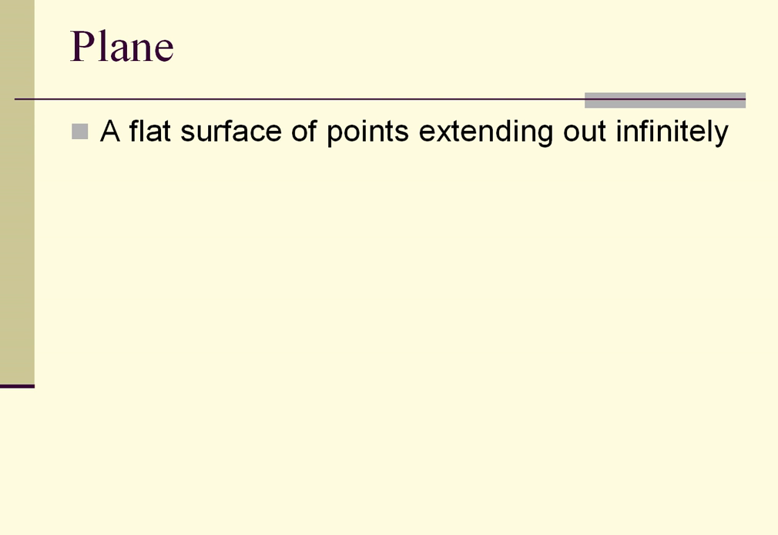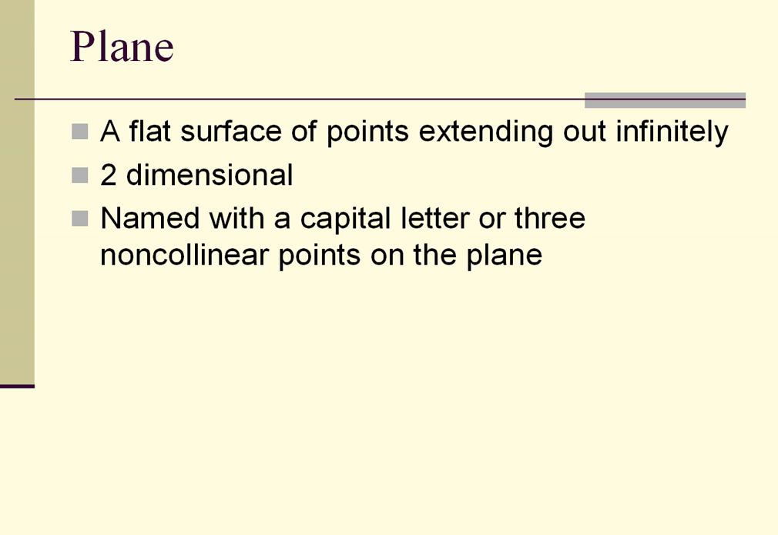Now the plane. I think everyone knows what a plane looks like. Now, of course, that's not the kind of plane we're talking about. A plane is a flat surface of points that extends out infinitely in all directions. It's two-dimensional. It has length and width. And it's named with a capital letter or three non-collinear points on the plane.